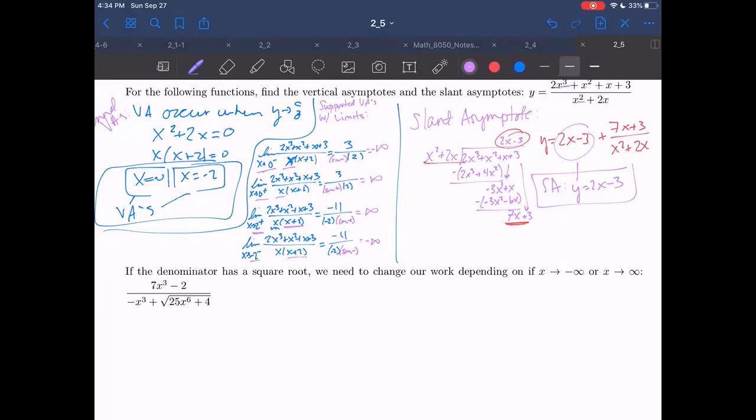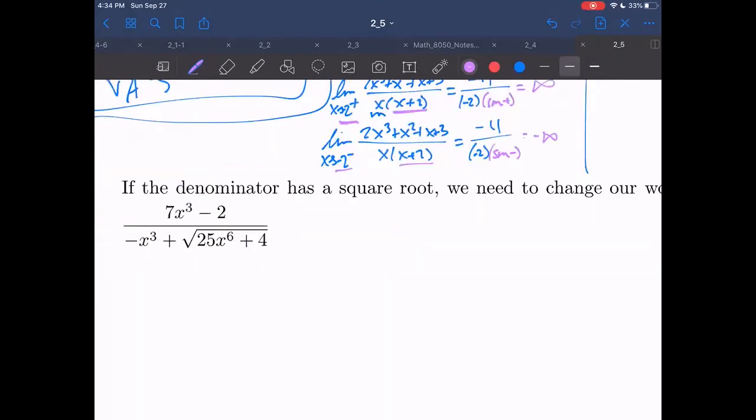Okay, so here we've got a square root of x to the 6th. If we take the square root of x to the 6th, that gives us x to the 3rd. And so our highest value is going to be 1 over x to the 3rd. So we multiply by that.